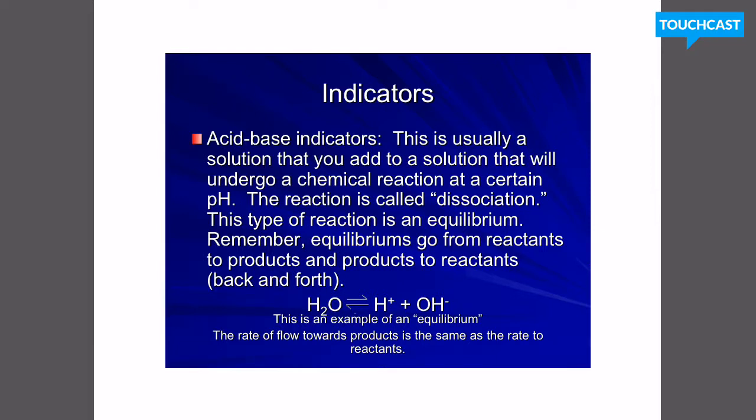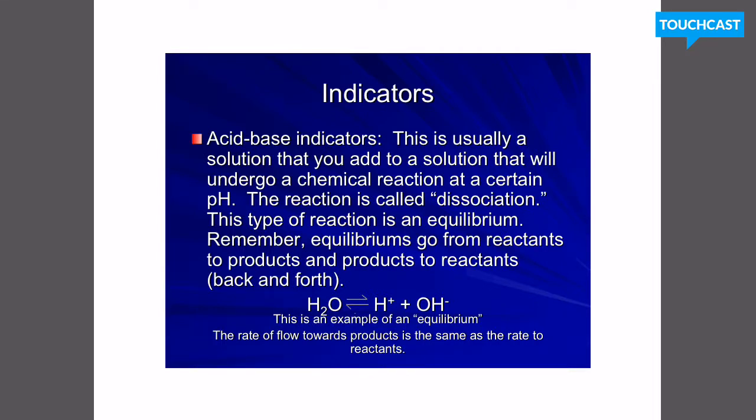Anytime you see that double arrow that you see right there after the water, this means that you have something called an equilibrium, where the forward reaction is occurring at the same time as the backwards reaction. So what we like to say is that the rate of the reaction making products is the same as the rate of the products making reactants. It goes back and forth.